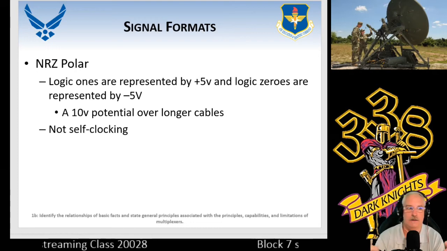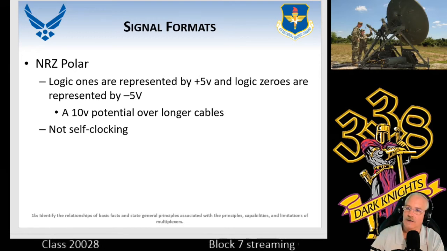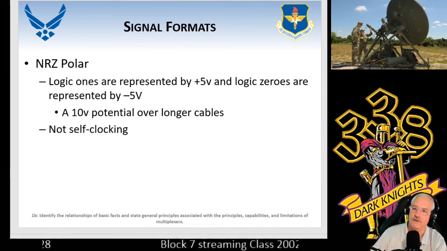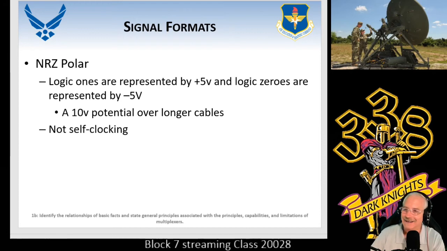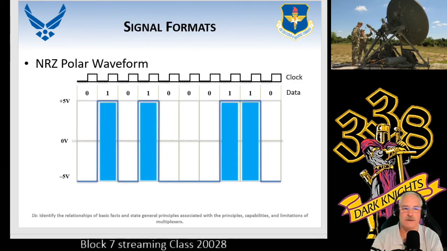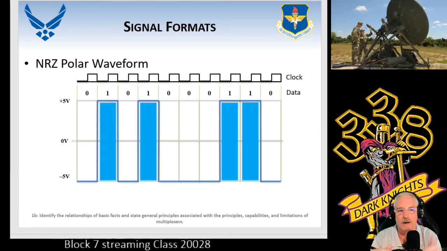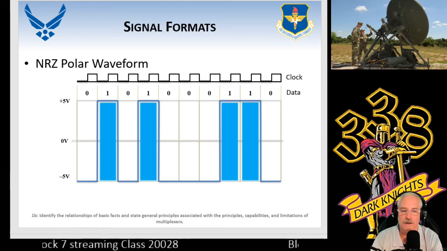I don't know yet. So with polar, it's a little bit easier to send it longer distances because of the differences between the +5 and -5. That's a 10-volt difference versus a 5-volt. Again, it's still not self-clocking. You got to send another clock cycle with it in order to keep it synced up. So let's take a look at these. Here's your clock cycle starting from right to left, your data coming in, and then the actual signal being built.